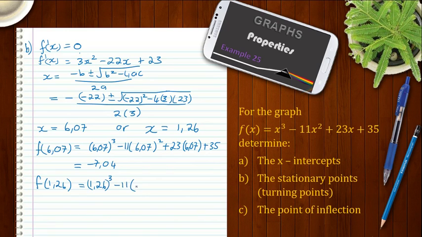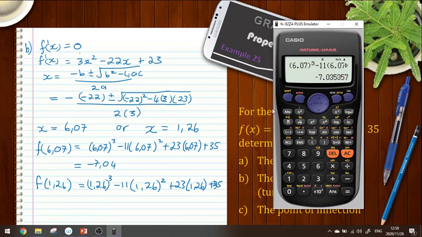So 1,26 cubed minus 11, 1,26 squared plus 23, 1,26 plus 35. Okay, so I'm just going to replace these with 1.26 just to save time. So this is 48,52.